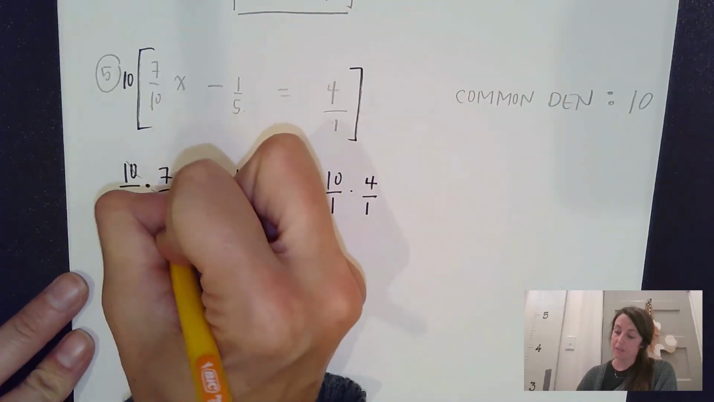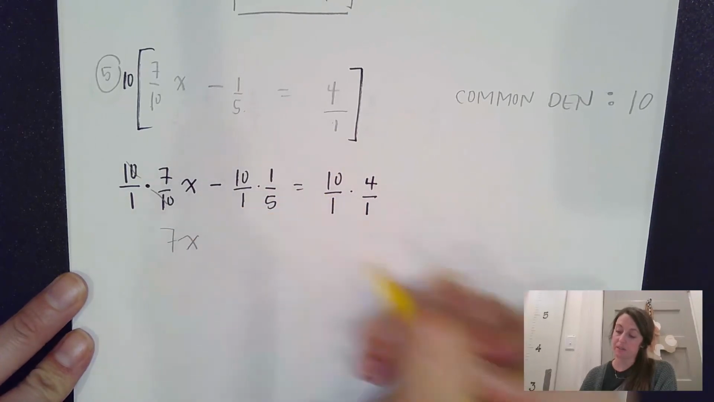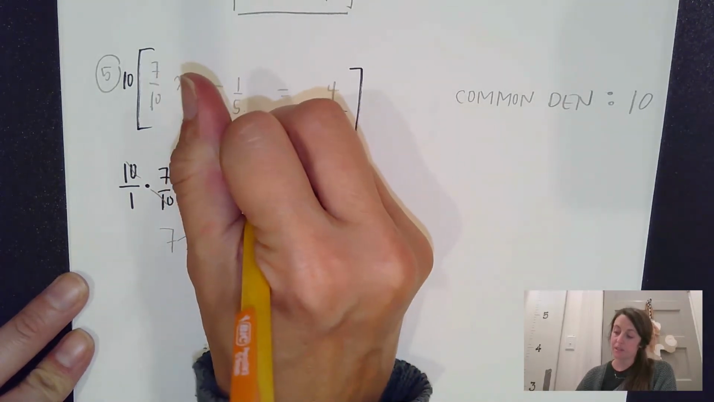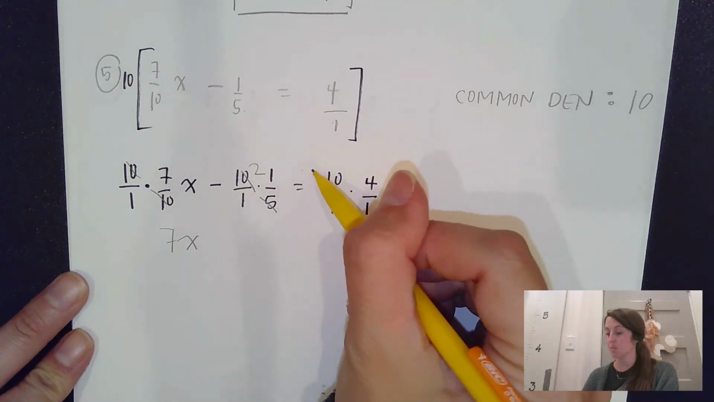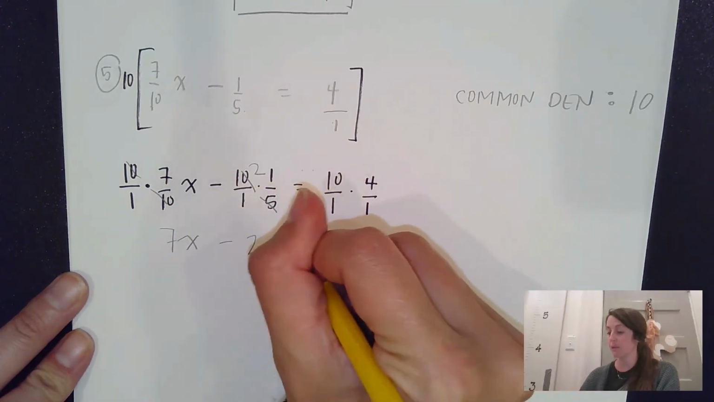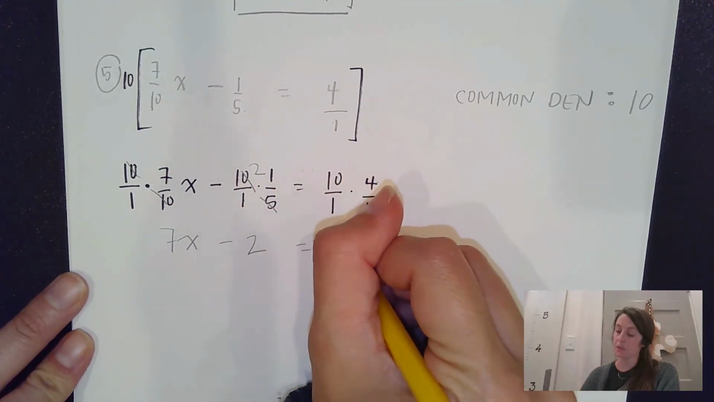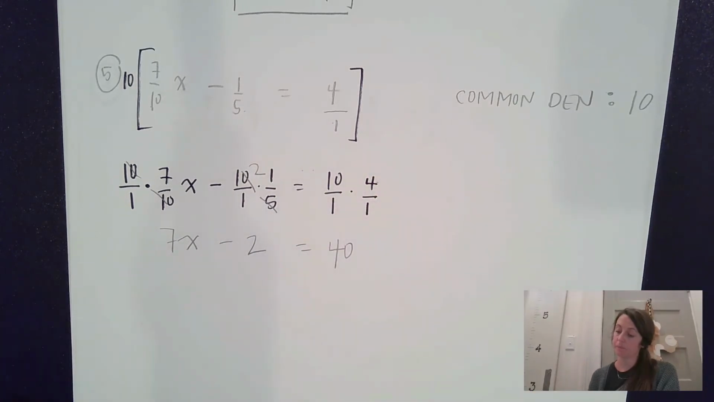So the 10s will go away, so I'll be left with 7x. 5 goes into 10 2 times, so I'm going to say 2 times 1, which is going to be a negative 2 here. And then 10 times 4 is a 40. So that made the denominator go away.